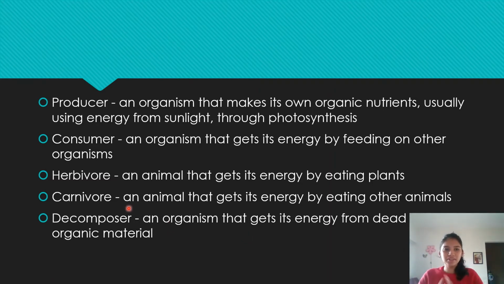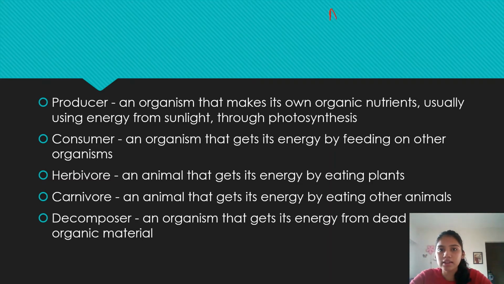Then a herbivore, these are definitions that you've probably done in third grade, second grade, I don't know. A herbivore is an animal that gets its energy by eating plants, and a carnivore is an animal that gets its energy by eating other animals. A decomposer is an organism that gets its energy from dead or organic material. So basically, very often there is this question in MCQs that gets people confused.